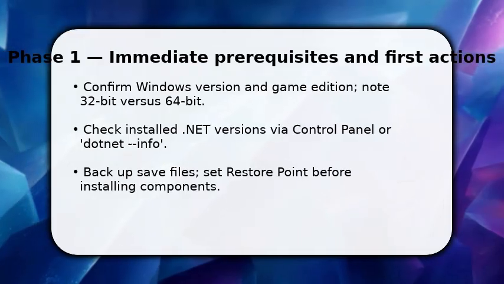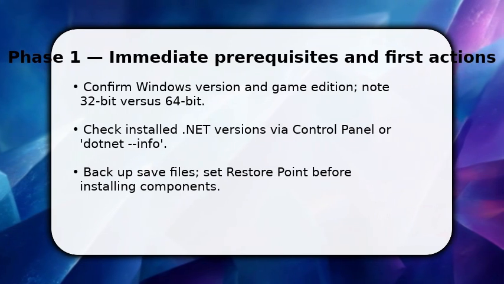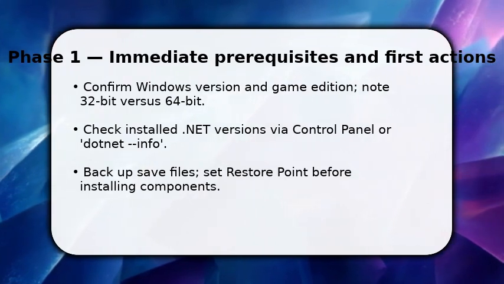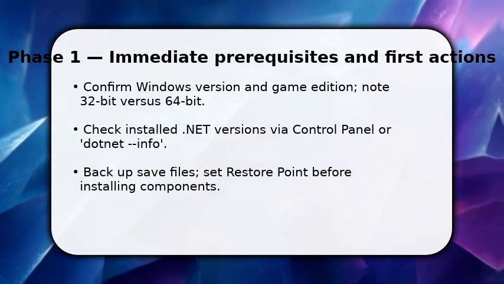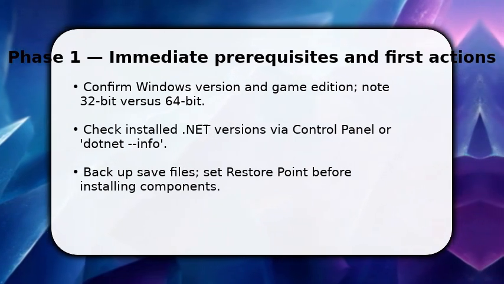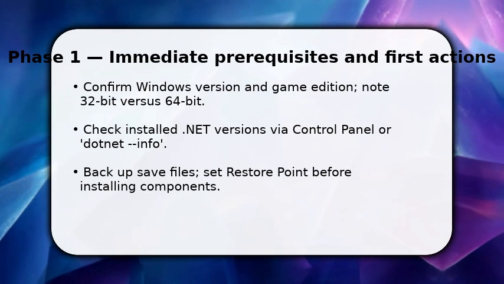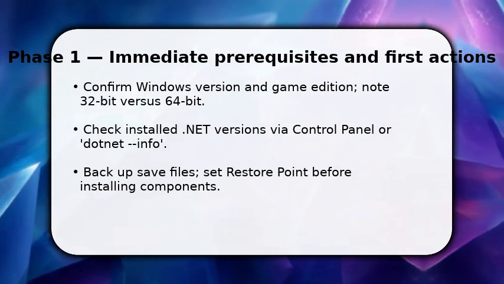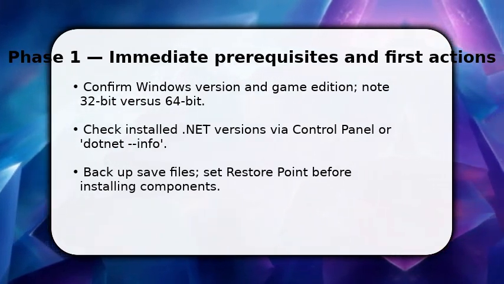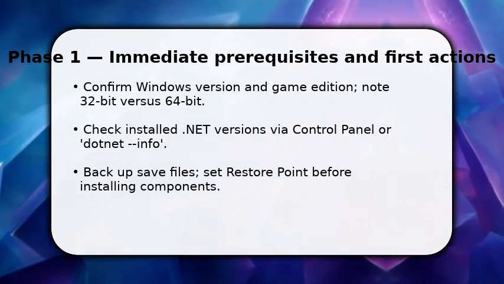You start by confirming your Windows build and the Arkham City edition so installers match. This prevents conflicts. Next, check installed .NET versions using Control Panel or .NET Info so you know what's missing. Once done, back up game saves and create a system restore point. This protects progress if something breaks.